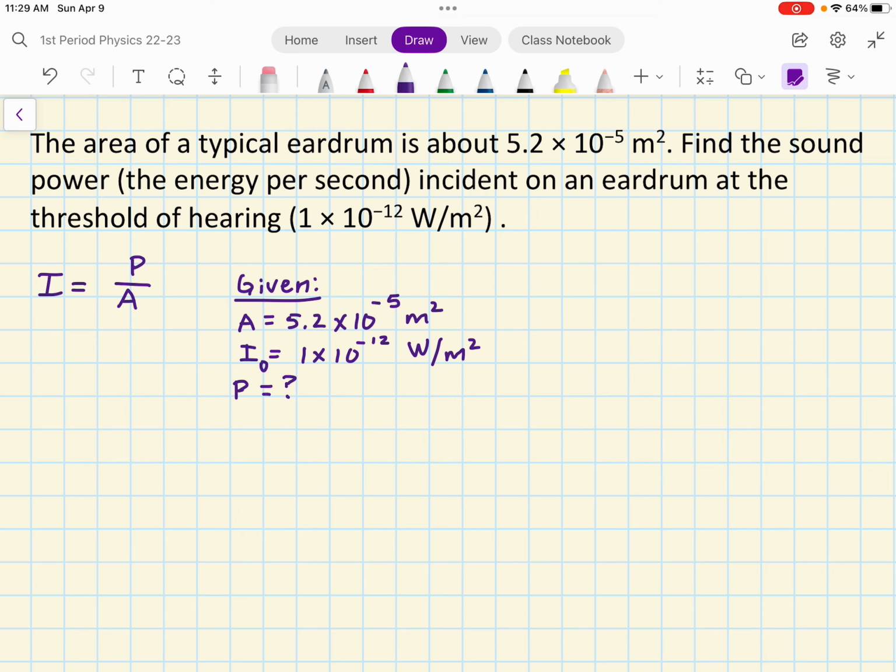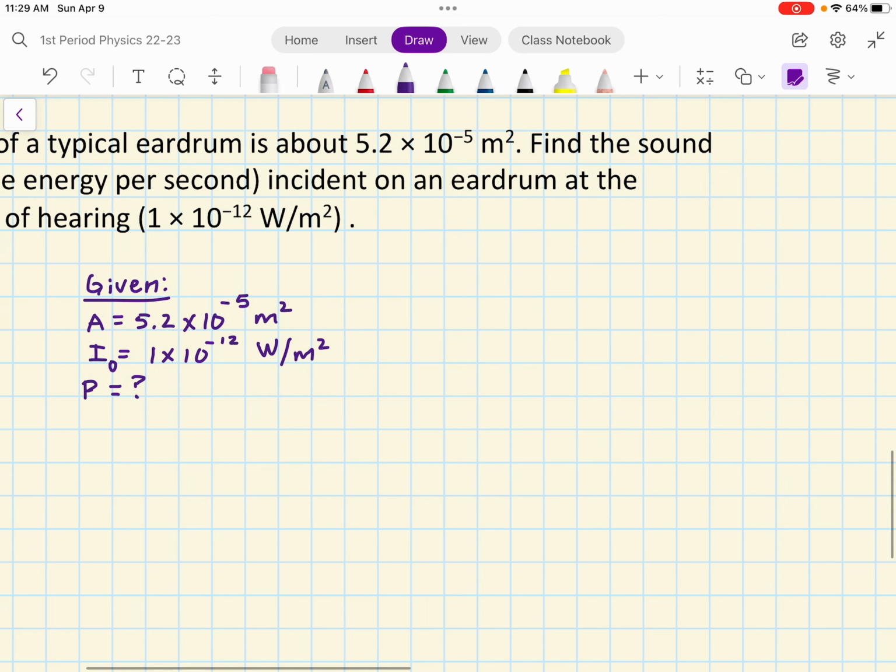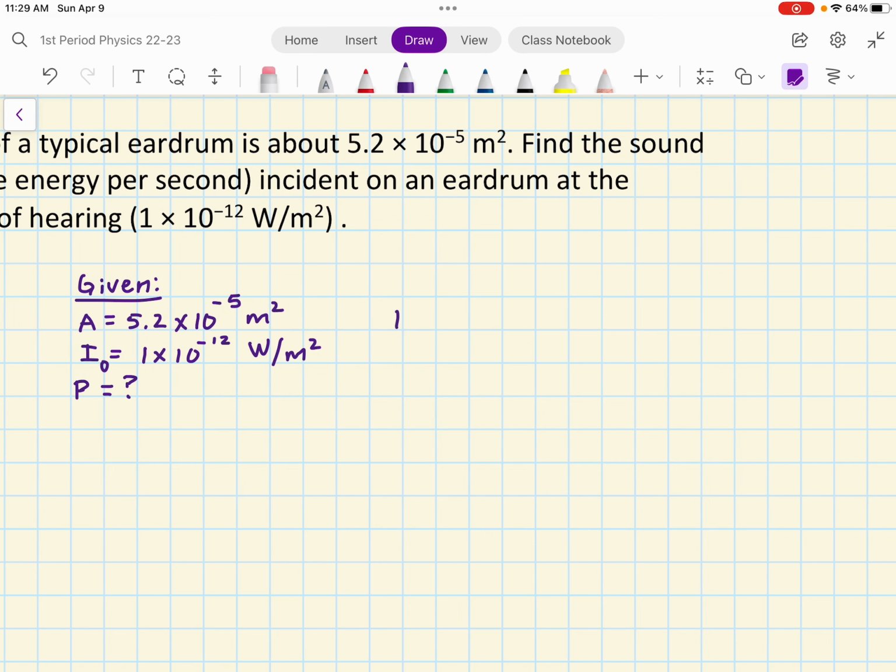Okay, super simple, right? We have intensity is equal to power divided by area. Therefore, to solve for power, we multiply times the area on both sides, and we have that the power will be, in this case, we're going to use the threshold of hearing, I naught. Let's just leave it like that, and then I'll just plug in the I naught. So that'll be intensity times the area.